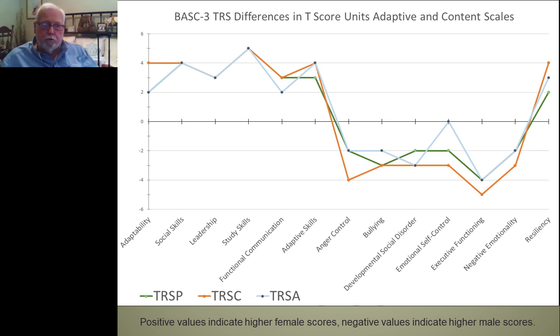Girls are more adaptive, with better social skills, more leadership skills, they study better, and communicate better. Boys have more problems. We have a higher rate of disorders. Our emotional self-control is not as good, particularly when we're younger. And we have more problems with executive functioning, negative emotionality, and less resiliency. Big differences, actually.